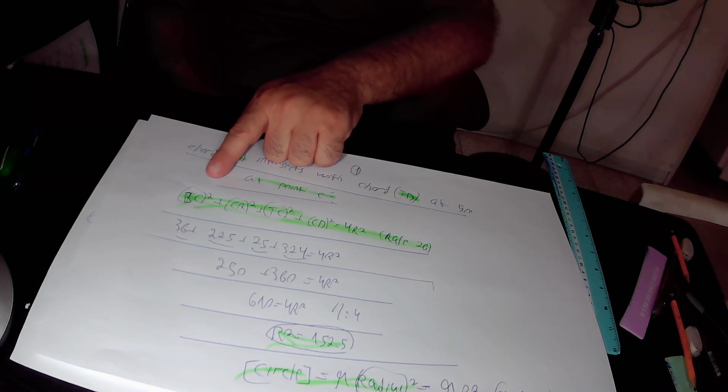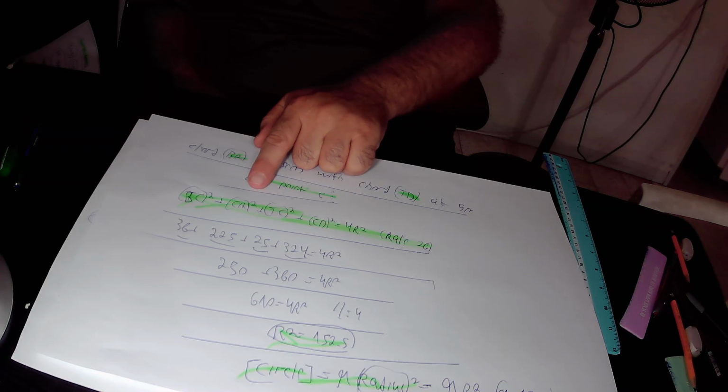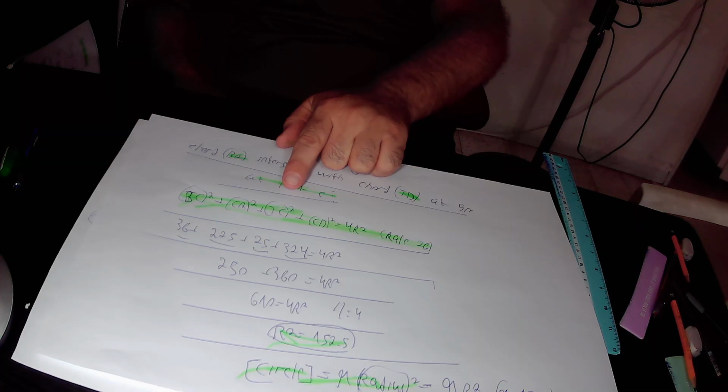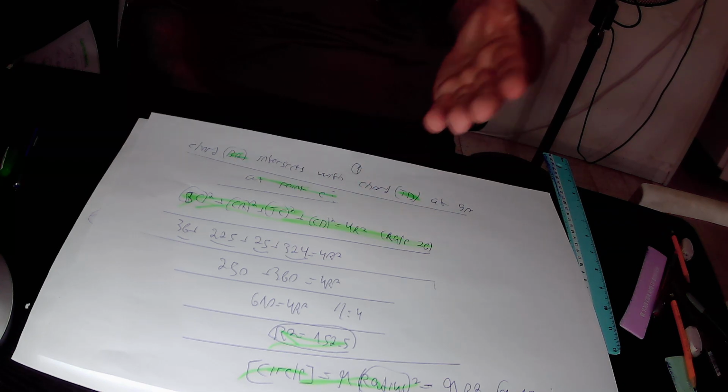BC is 6, therefore BC squared is 6 squared, that is 36, plus CQ squared. CQ is 15, therefore CQ squared is 15 squared, that is 225, plus TC squared. TC is 5, therefore TC squared is 5 squared, that is 25, plus CD squared. CD is 18, therefore CD squared is 18 squared, that is 324, and it equals 4R squared.